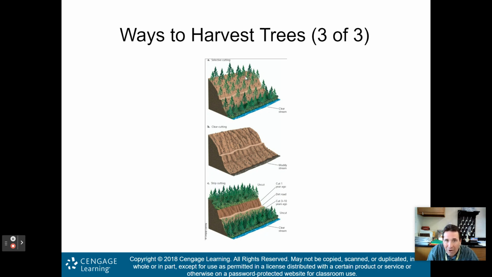Again, they can still move around here. They can still move and find mates and find food and find their niches, right? Because you're not cutting down the entire forest. You're just selecting individual trees. Clear cutting, just what it sounds like, guys. You just clear cut the entire forest. Obviously, this is an ecological disaster here.